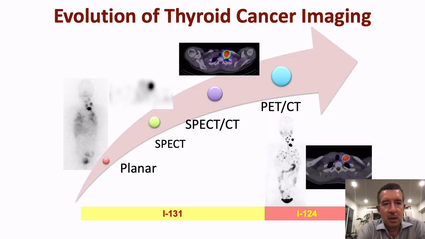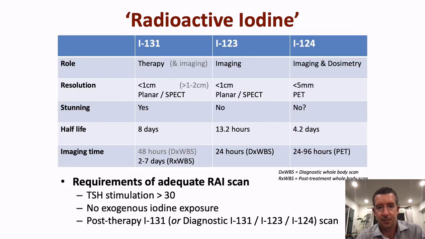You'd also be familiar with the evolution of thyroid cancer imaging over the last 40 to 50 years, with the image on the left being a planar whole body scan, not dissimilar to what would have been used in the 50s and 60s. We've then had the advent of SPECT with three-dimensional representation of the activity, SPECT-CT with low-dose CT for co-registration and localization, and then much more recently the use of I124 PET with much greater imaging resolution and also the potential for prospective dosimetry.